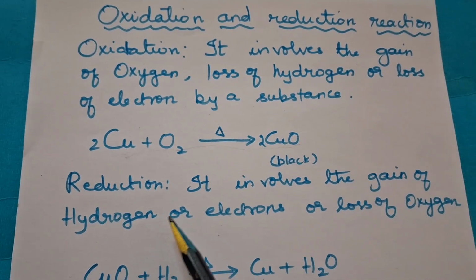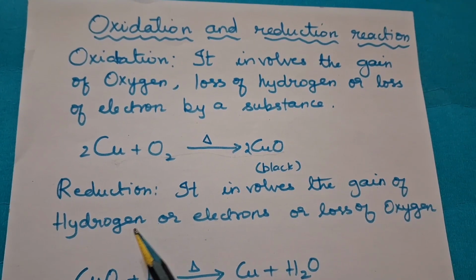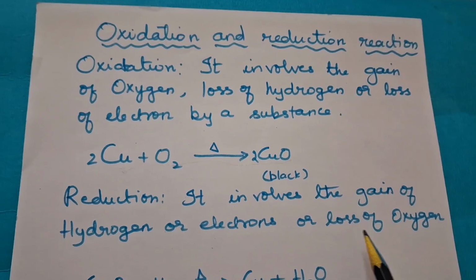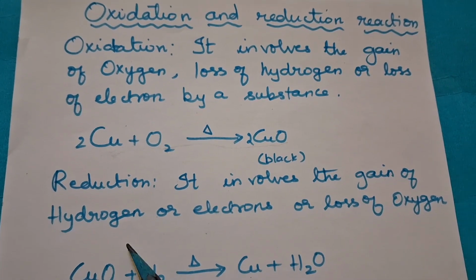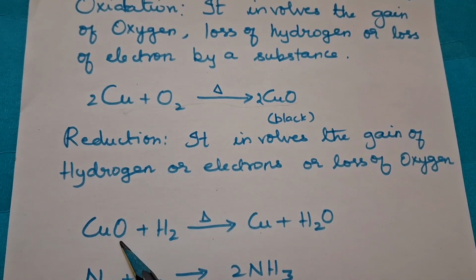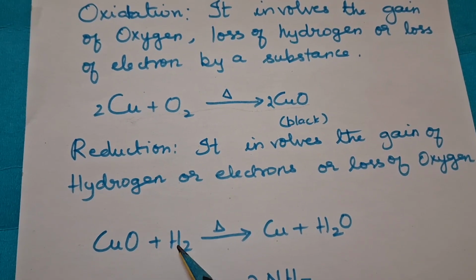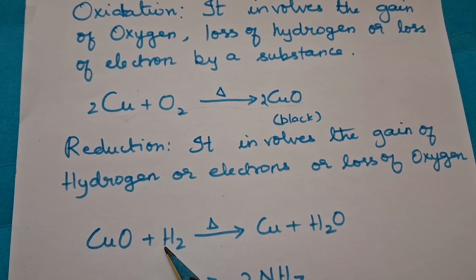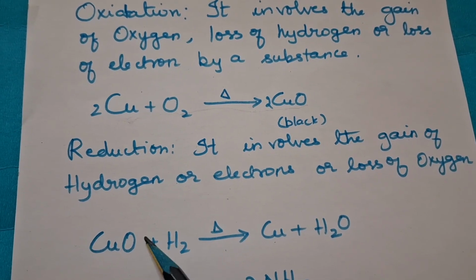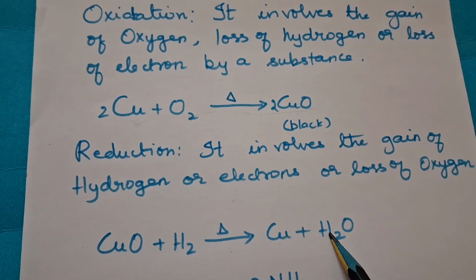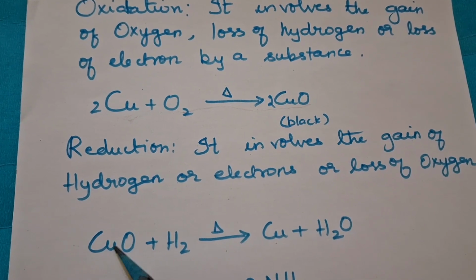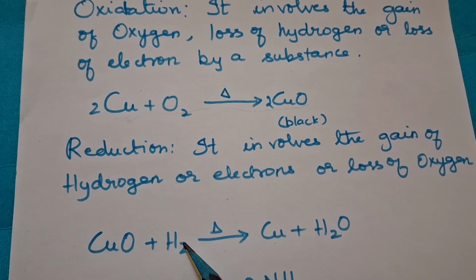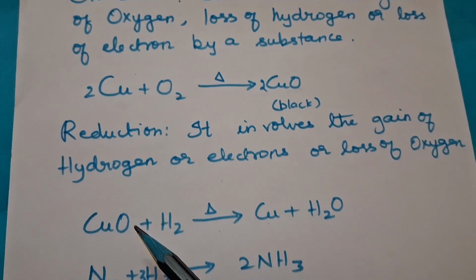The next one is reduction. It involves the gain of hydrogen or electrons or the loss of oxygen. So it is the opposite of oxidation. Here it is a gain of hydrogen. Taking copper oxide, the same reaction, on heating and passing hydrogen gas over this copper oxide, the hydrogen combines with oxygen to form a water molecule and the copper oxide is reduced to copper. So removal of oxygen, addition of hydrogen, that is a reduction reaction.